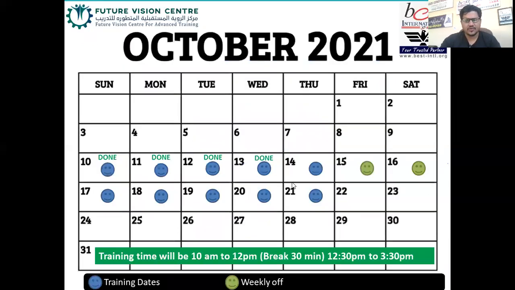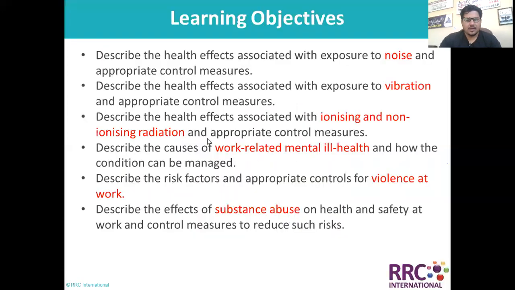We have done 4 days so far and it's the 5th day. Now these are some of the learning objectives of element number 5. That means describe the health effects associated with exposure to noise and appropriate control measures. So hazard and appropriate control measures, that would be our domain against any hazard. Describe the health effects associated with exposure to vibration and appropriate control measures. Same way ionizing and non-ionizing radiations, and again the appropriate suitable controls.